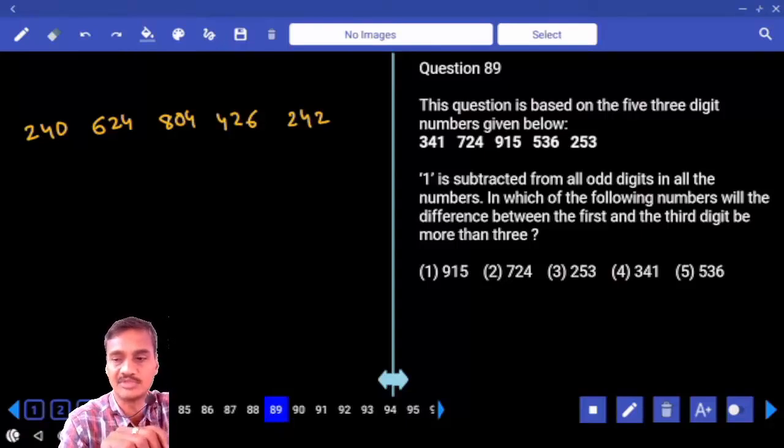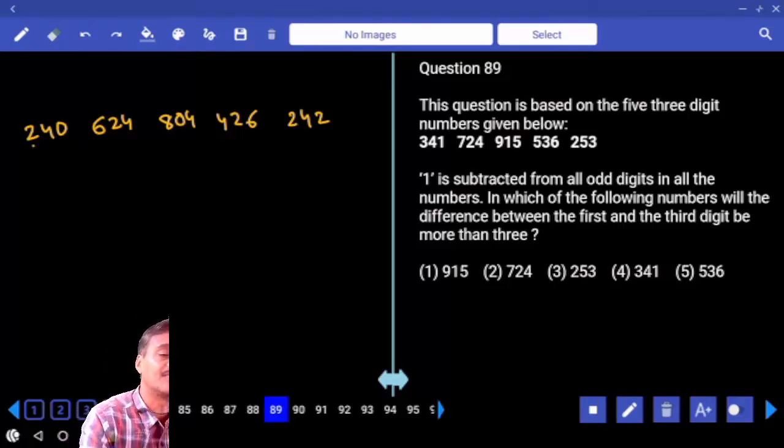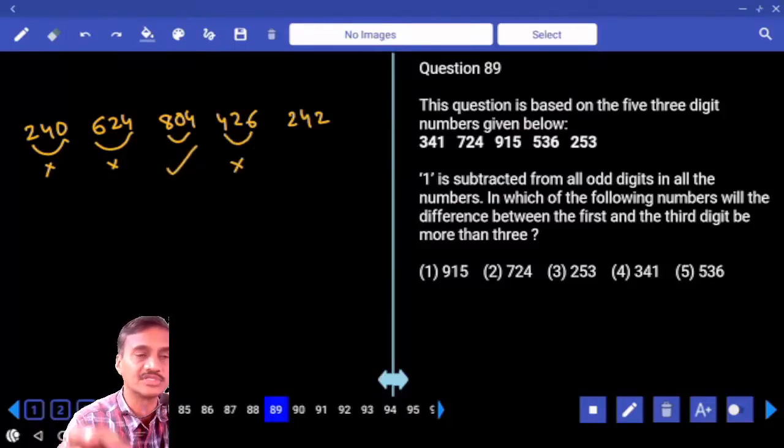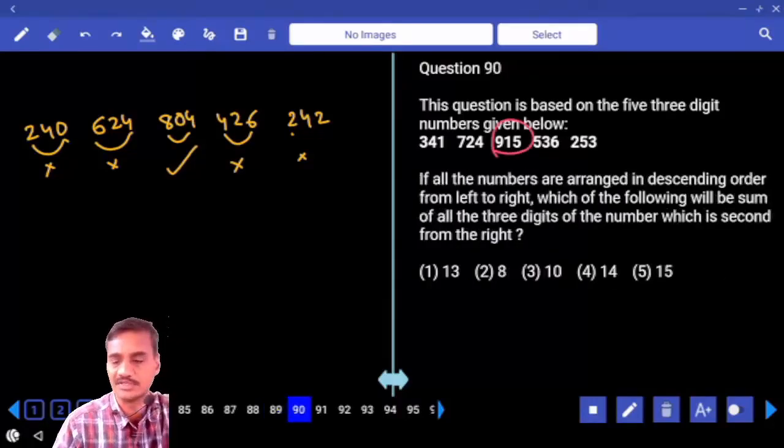In which of the following numbers will the difference between the first and the third digit be more than 3? Difference between first and third more than 3, that is ruled out. Here difference is 2. Here difference is 4. Yes, it is more than 3. And 4 and 6 difference is 2. And here 2 and 2, 0. And see now how many numbers is happening? Only 1. What is that number? 804. Now this 804, you are getting from where? 915. 915, choice 1, question 89.